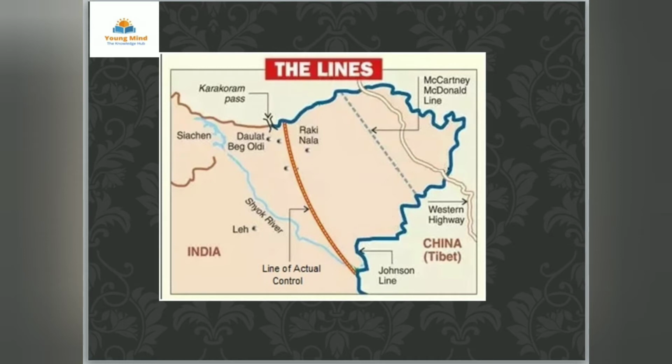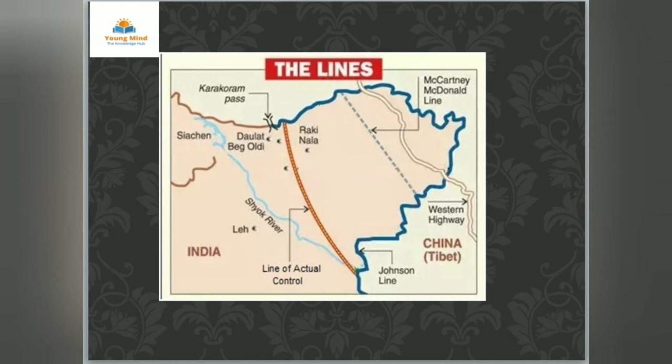The conclusion is: if you agree with the Macartney and MacDonald line, then Aksai Chin is China's part. Or if you agree with the Johnson line, then it's part of India. A tip to remember these lines: if the name comes with more C's, then it belongs to China.